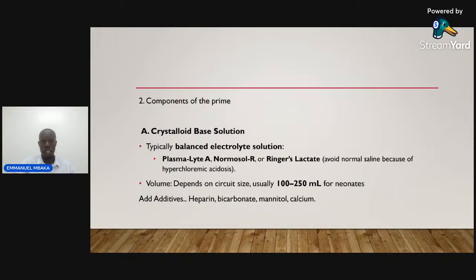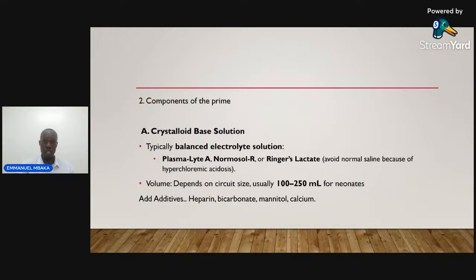Also, the volume for the neonates depends on the circuit. Usually we use between 100 to 250 mLs for neonates, and you also need to add the additives. You need to add things like heparin, which is a standard anticoagulation, around 3,000 to 4,000 units in prime. Or you need to add sodium bicarbonate, which is used to buffer metabolic acidosis from priming and cooling.